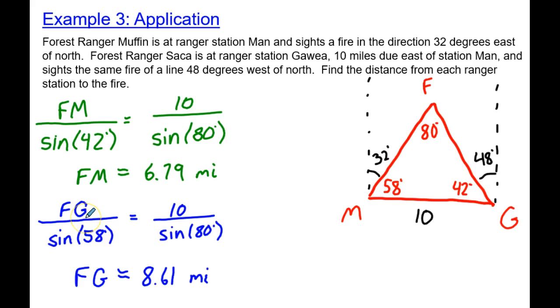Then we could use a similar idea to find the distance from Station Juia to the fire. Fg over the sine of 58 degrees equal to 10 divided by the sine of 80 degrees. Simplifying that, we get Fg is approximately 8.61 miles. So the distance from Station Juia to the fire would be approximately 8.5 miles.